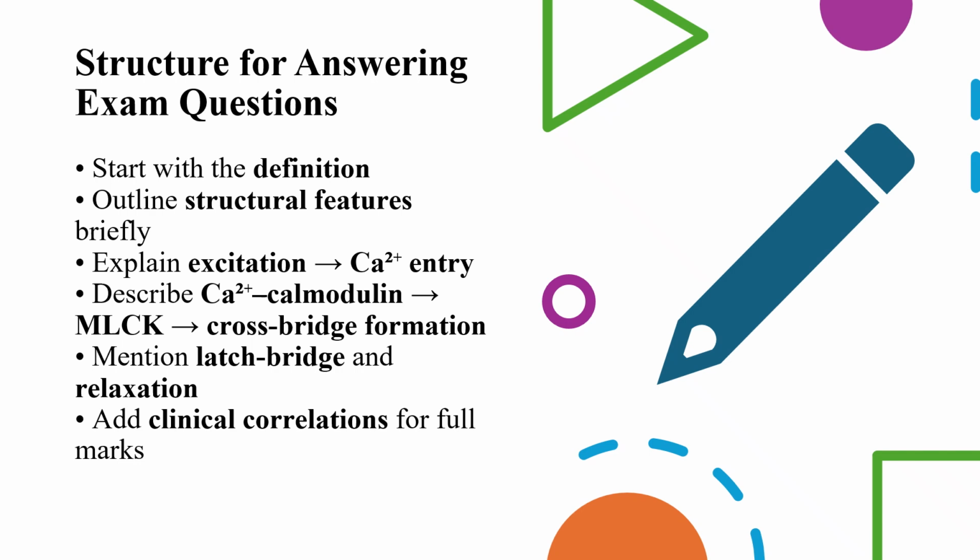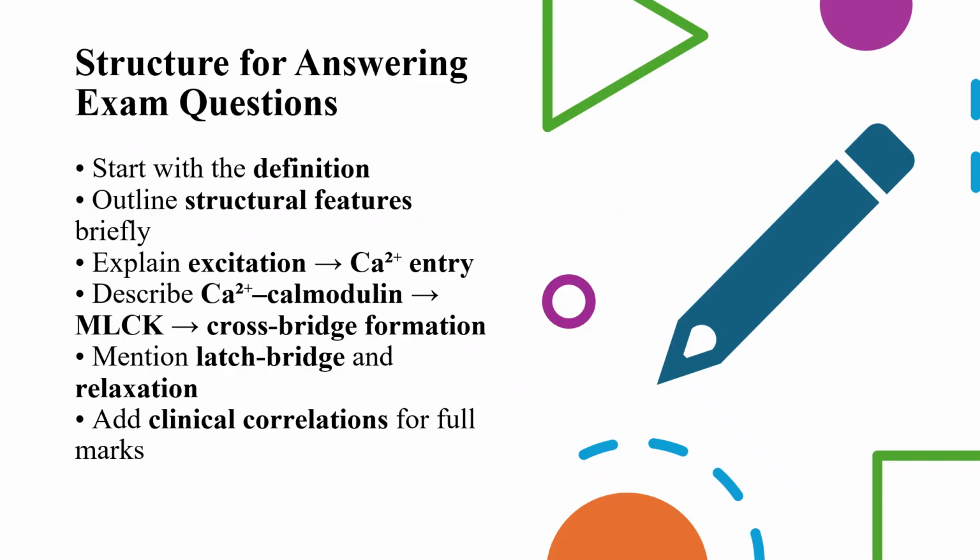From there, you offer a brief outline of the structural features, just a sentence or two about the spindle shaped cell, the absence of sarcomeres, and the role of dense bodies. This anchors your mechanism in the architecture that makes it possible. Then you describe the excitation leading to calcium entry.